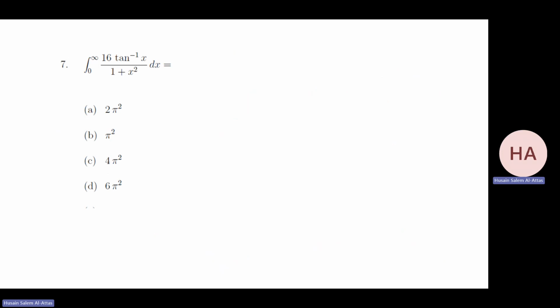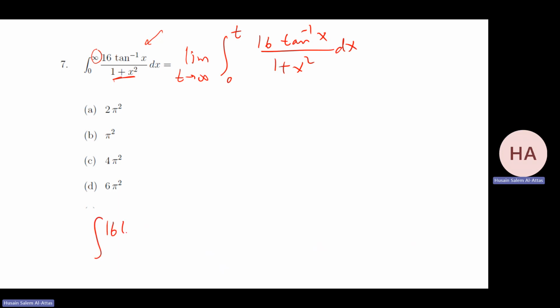The integral of 16 tan inverse x over 1 plus x squared from 0 to infinity. I have a problem just with the infinity. 0 is okay. I have no problem here. Okay, tan inverse is defined everywhere. So I have the limit as t goes to infinity, from 0 to t, of 16 tan inverse x over 1 plus x squared dx. So let me do this integration.